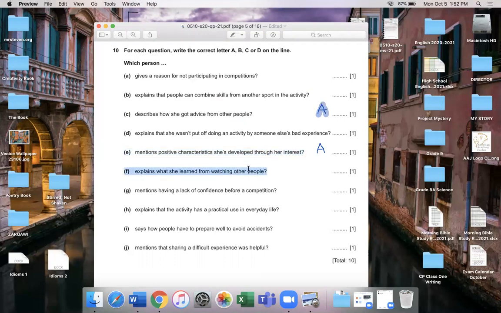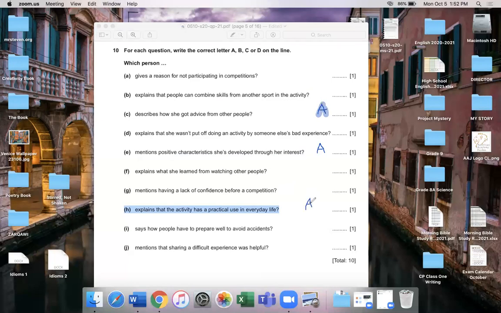Letter F explains what she learned from watching other people. I don't remember that for her. She said she got advice, not watching, not observing. G mentions having a lack of confidence before competition. No, she didn't do that. Letter H explains that the activity has a practical use in everyday life. She did mention something about how this is good for life in general. So let's go ahead and put it in there.